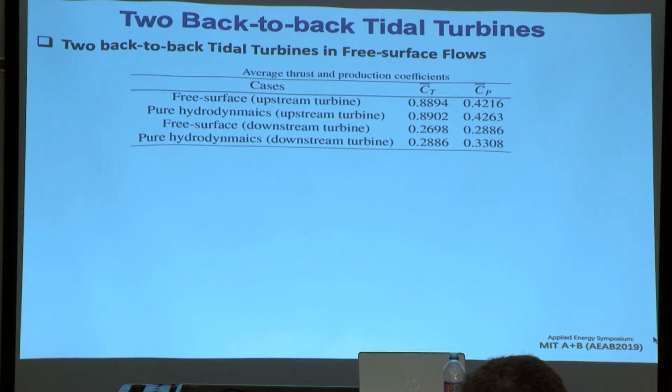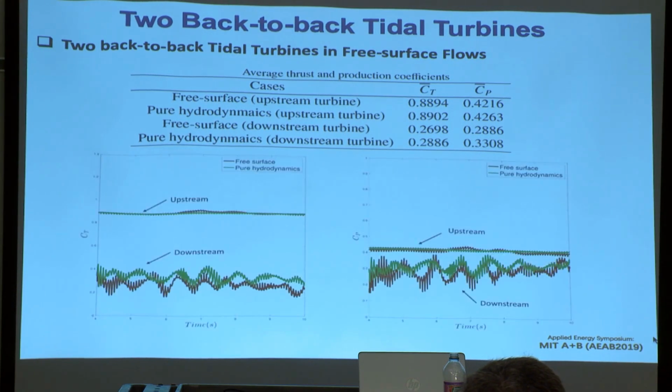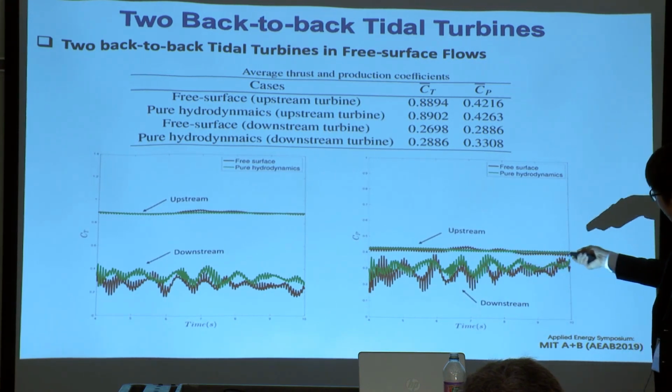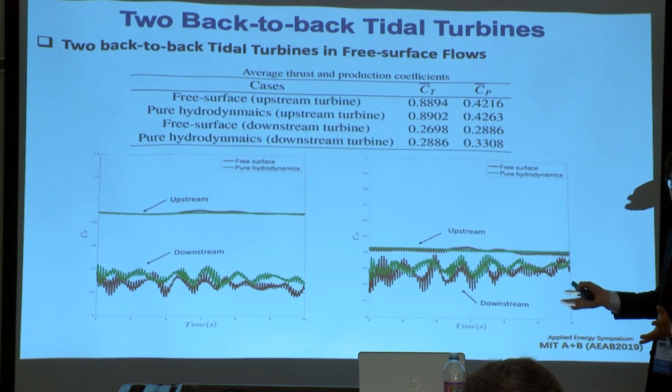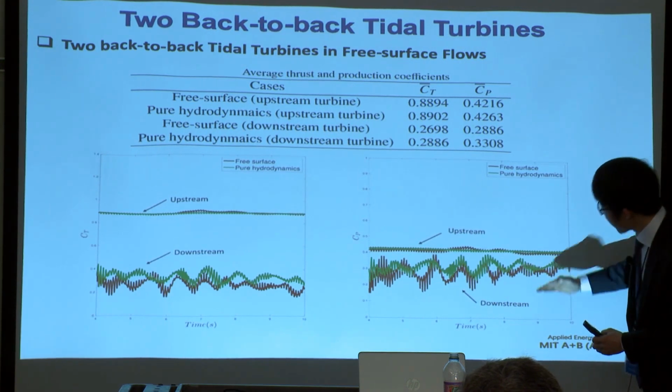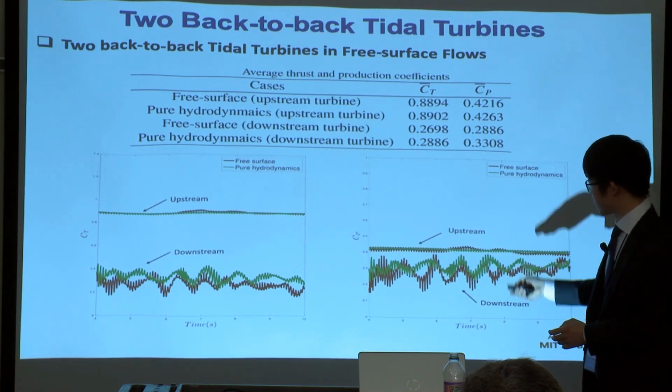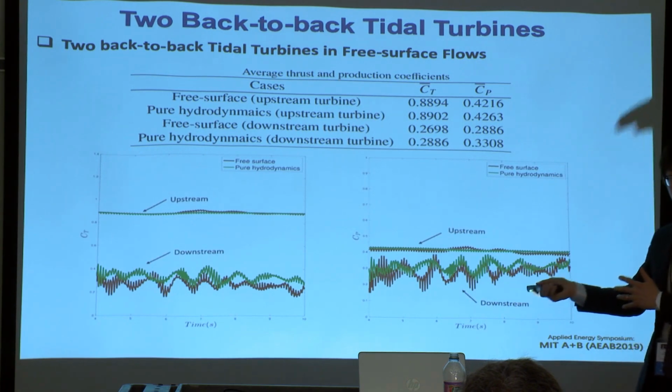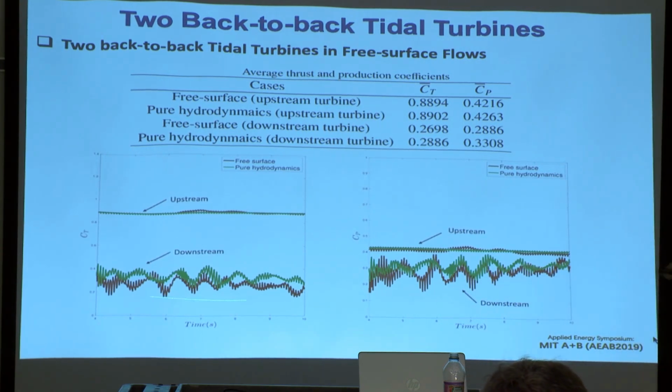And when you compare the averaged coefficient, you will see that in terms of thrust coefficient, we see 70% reduction for the back turbine. And in terms of power coefficient, you see 30% reduction. And when we compare pure hydrodynamics and the free surface simulation, as you can see, for the front turbine, pure hydrodynamic simulation is still okay. But for the back turbine, pure hydrodynamic simulation overestimates the coefficient, which is very significant as you can see from the plot.